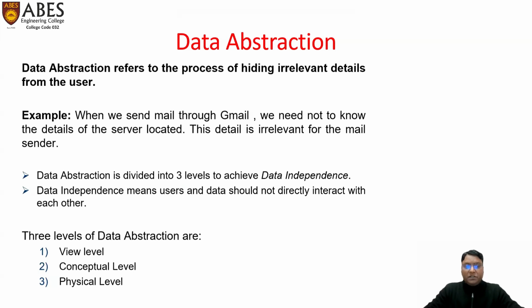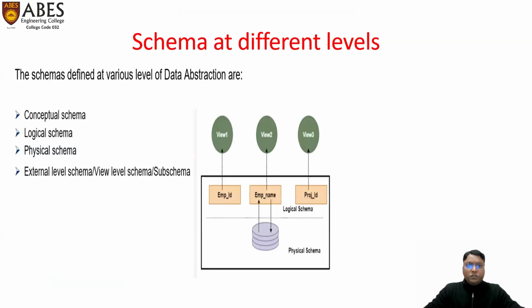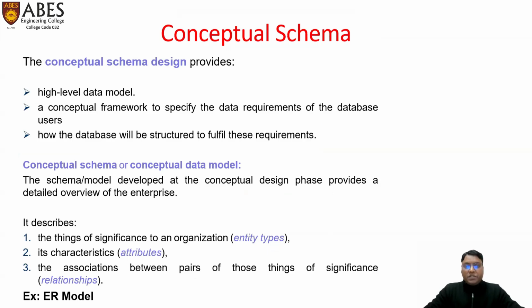So there are three levels of data abstraction, which are view level, conceptual level, and physical level. In the given diagram, you can see the schema at different levels. The schemas defined at various levels of data abstraction are conceptual schema, logical schema, physical schema, and external level or view level schema, which is also called sub-schema. Now, what is conceptual schema?